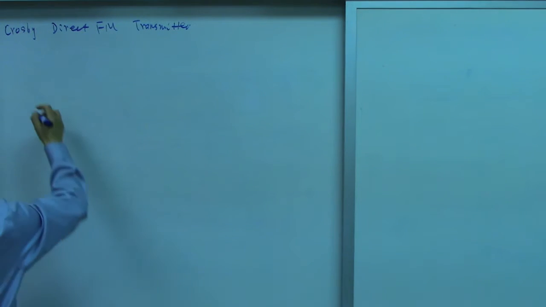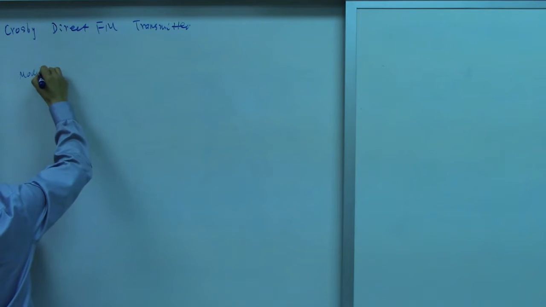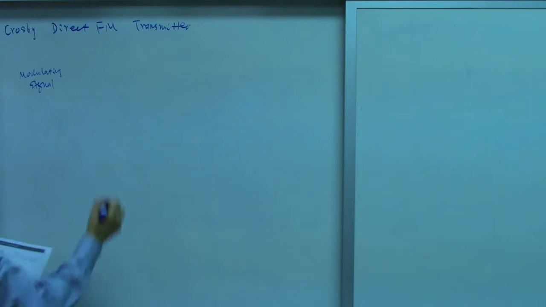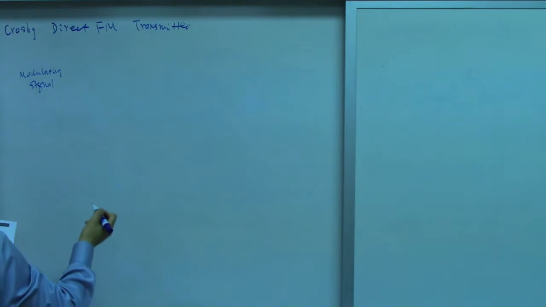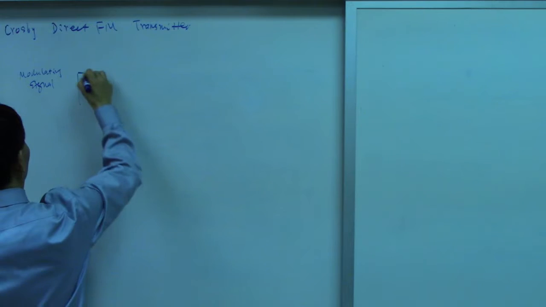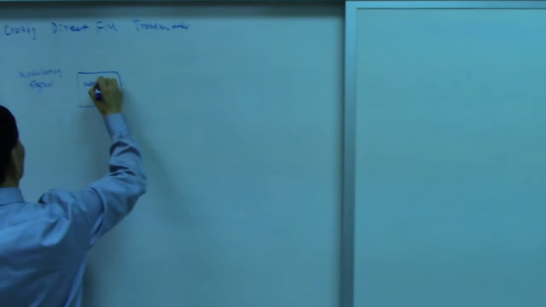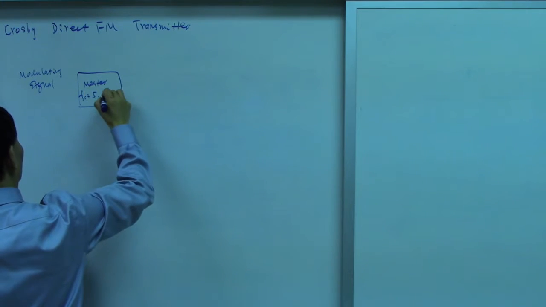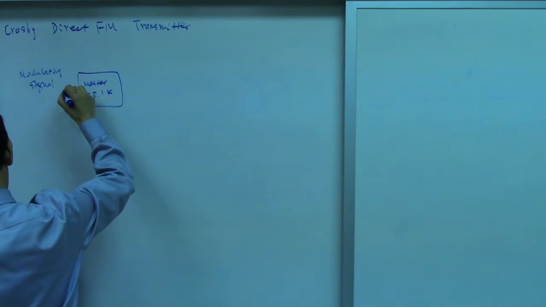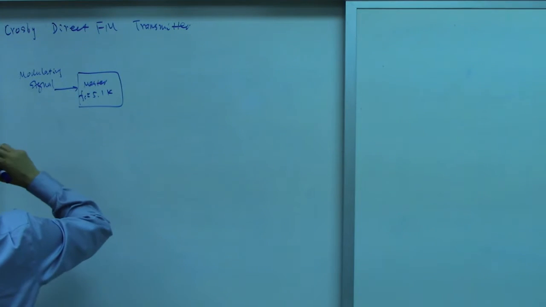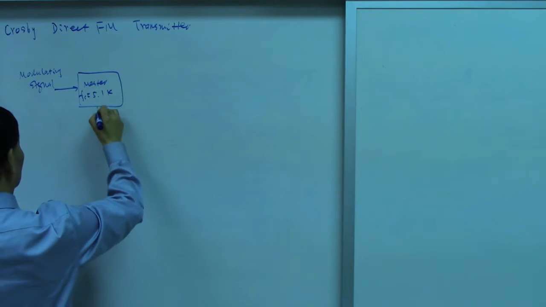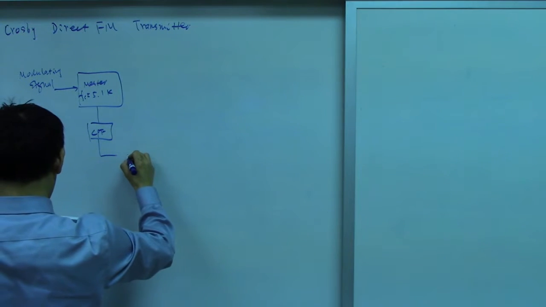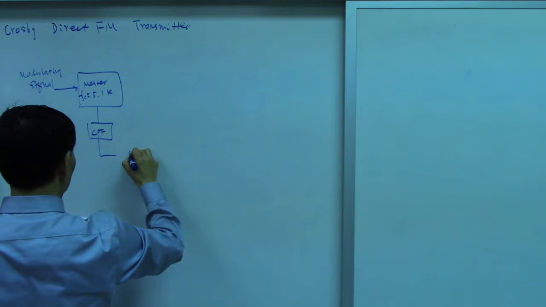What you have is a modulating signal, meaning the baseband signal, or the signal we want to transmit. And here there's a master frequency, FC equals 5.1 kilohertz. This one goes to here. And the low pass filter, this is the discriminator.